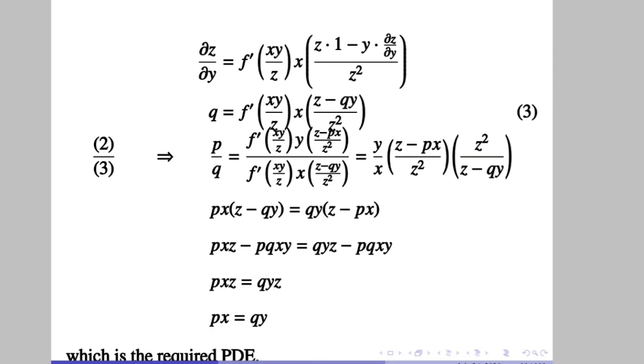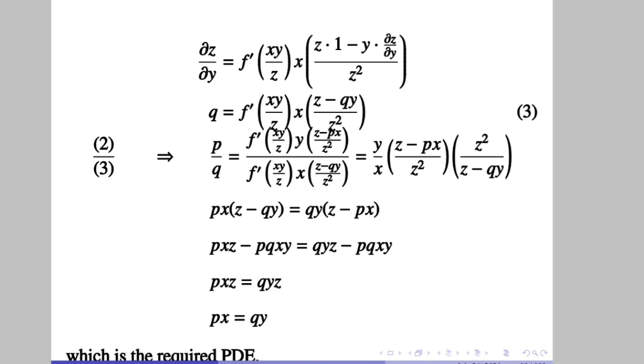So dividing 2 by 3 implies p by q is equal to this value. After cancelling the common terms, we are getting y by x into these two factors: px into z minus qy is equal to qy into z minus px. After multiplying all this and simplifying, what we are getting is px is equal to qy. This is the required partial differential equation.